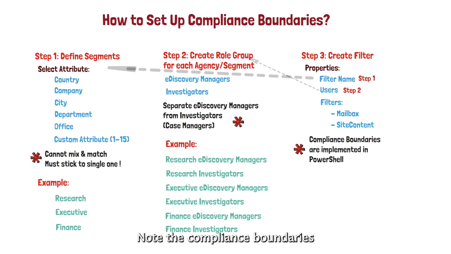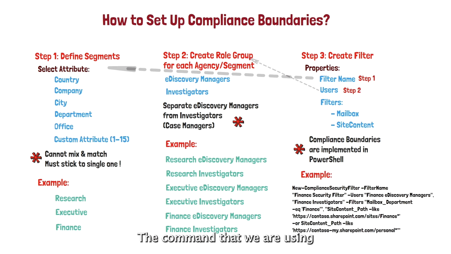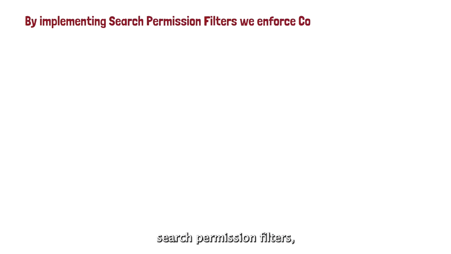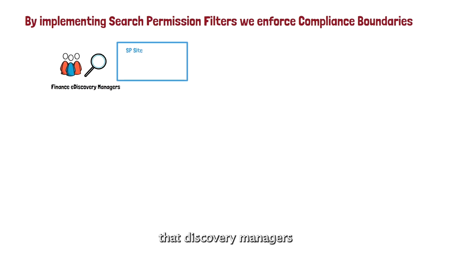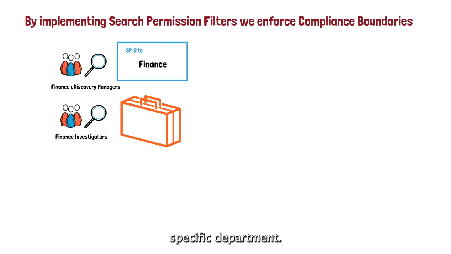Note that compliance boundaries are implemented using PowerShell. And here's the example. The command that we are using is New-ComplianceSecurityFilter. Note that this is just an example of the command. This is not the compliance boundary solution. You would need to create more filters to effectively allow or block access to information. By implementing search permission filters, we enforce compliance boundaries. This setup ensures that eDiscovery managers can search and access data relevant to their specific department.